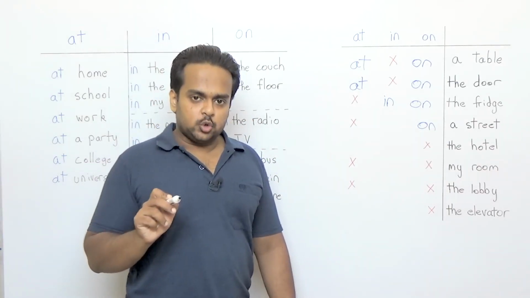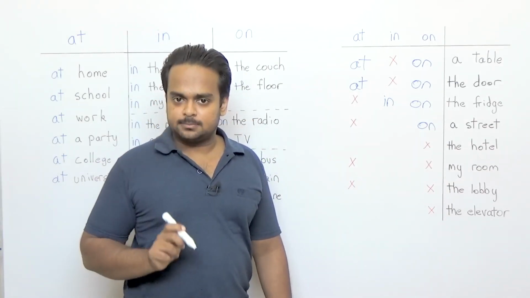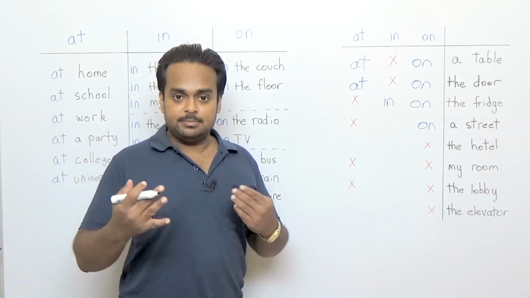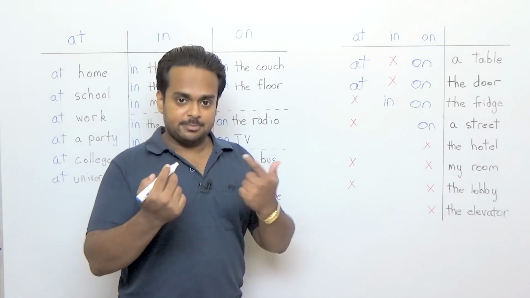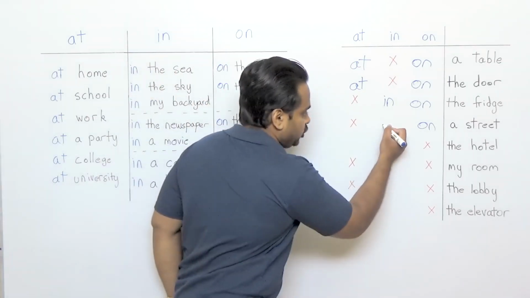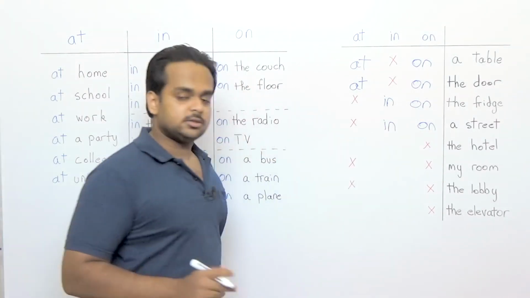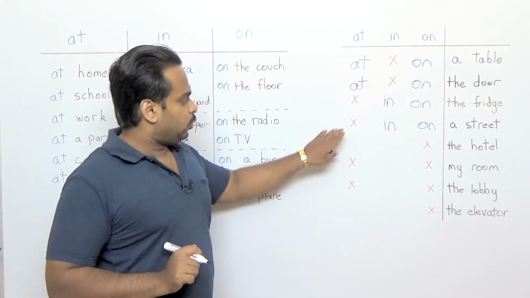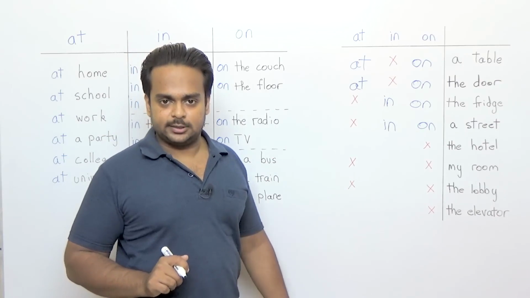But if you say that you were walking in a street, that means you were walking in the middle of the street. And you might be in danger because there might be vehicles coming at you. So in a street means in the middle of the street. Very important. We don't use at with streets.